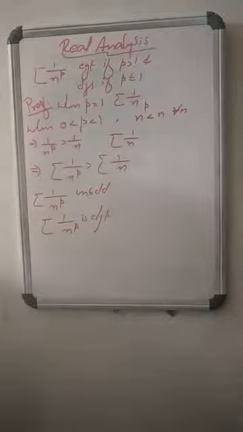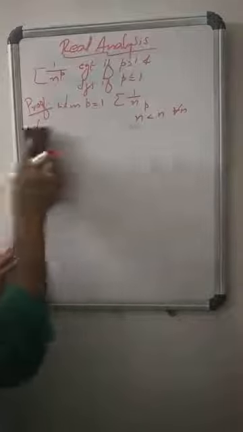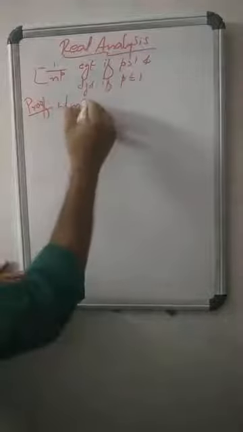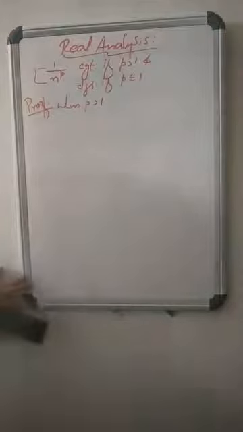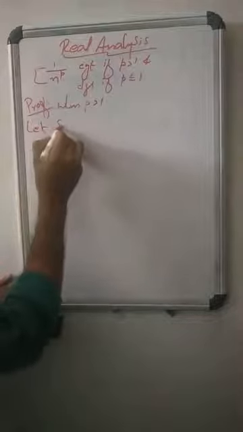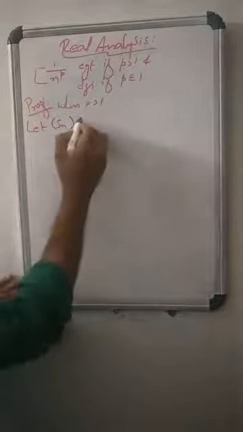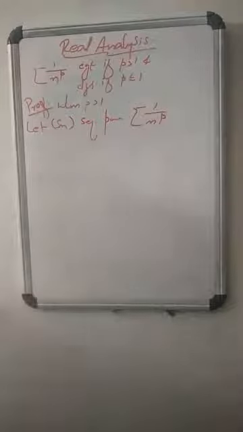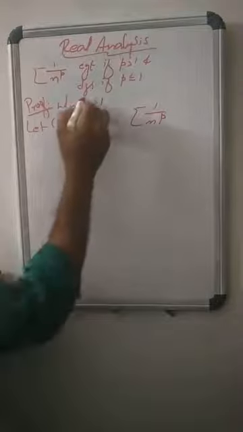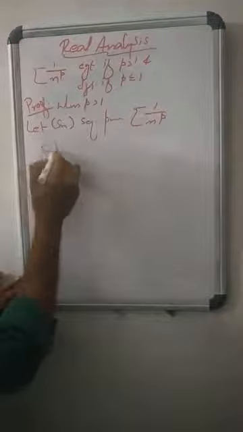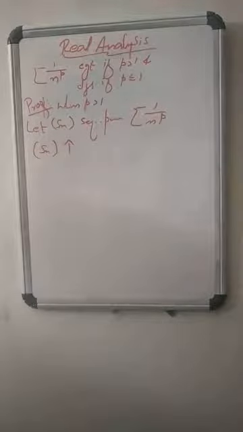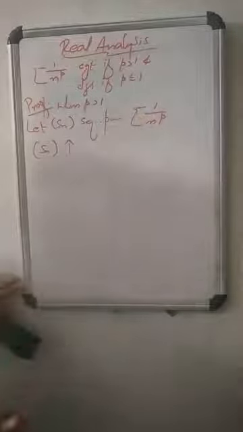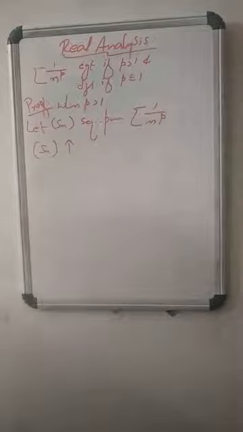Clear? Okay. Now, when p is greater than 1, what happens? That is the second argument. When p is greater than 1, let Sn be the sequence of partial sums of the series sigma 1 by n power p. Then clearly the sequence Sn is an increasing sequence.